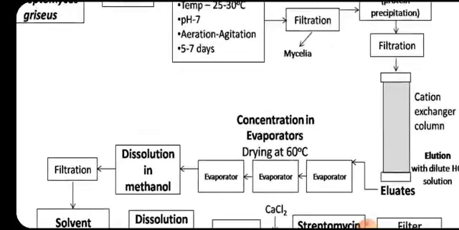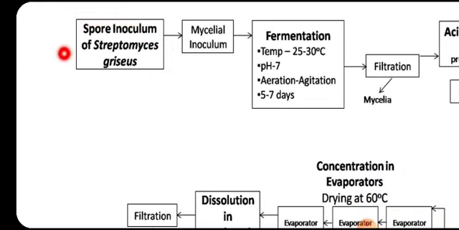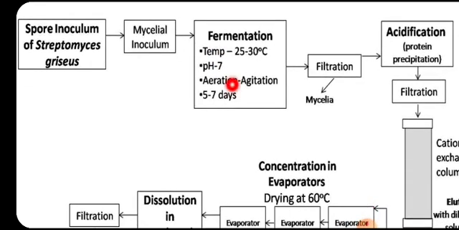This is the flow sheet of streptomycin fermentation. Spore inoculum of Streptomyces griseus is inoculated into the inoculum medium that will generate the seed culture of mycelia. This mycelial inoculum is then inoculated into the production tank. The temperature of operation in the production tank is 25 to 30 degrees Celsius at pH 7.